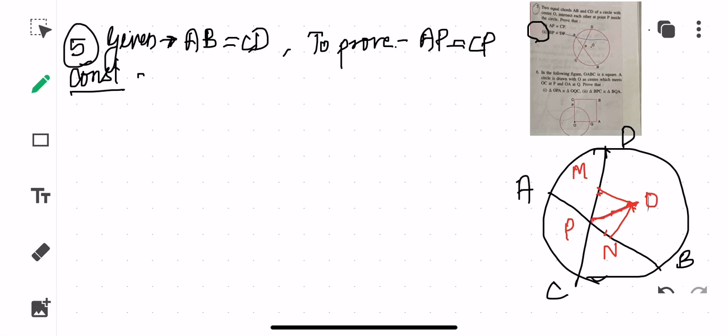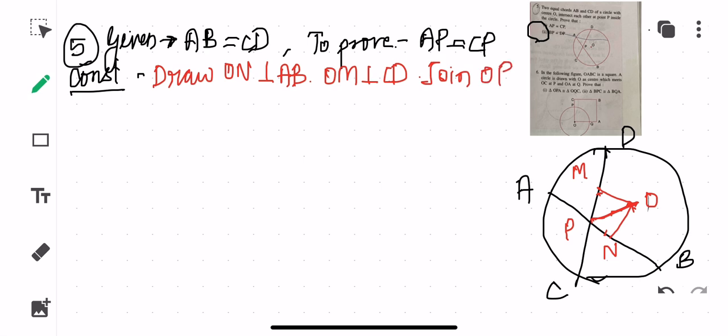Okay, this is the line which we are joining. Okay, so in construction you will be writing, draw ON perpendicular to AB and OM perpendicular to CD. So these are the two constructions you have done, and of course you have also done join OP. Okay, and then how will your proof start, children? For the proof, you are going to write what? See, we'll be moving to the two triangles which are there.